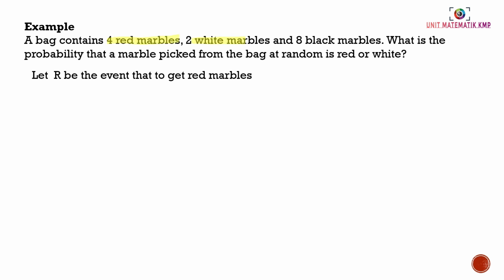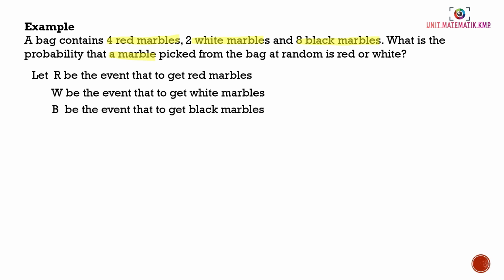Okay, we got white and black. And we only pick one marble at random. So let R be the event to get a red marble, W the event to get a white marble, and B the event to get a black marble.